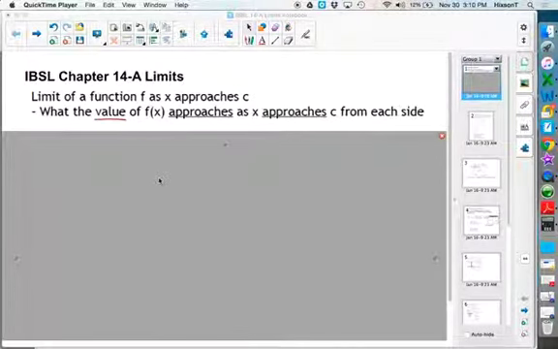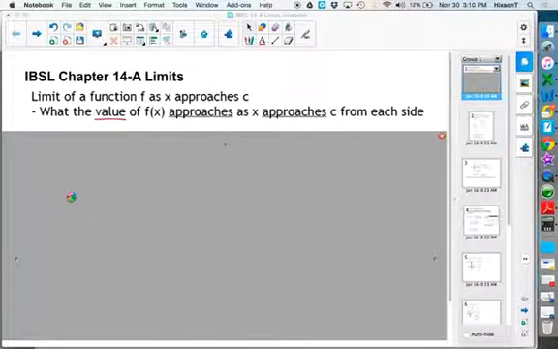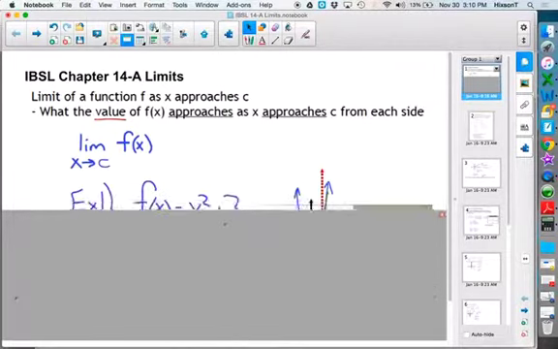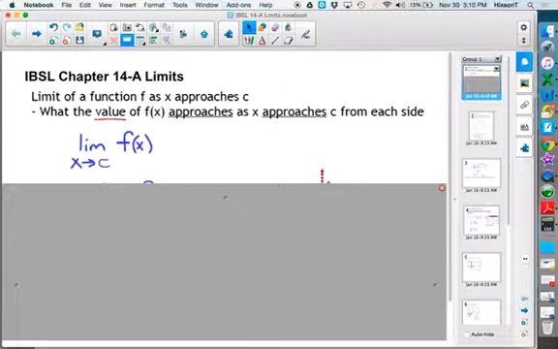So let's look at the notation. One of the things that's important to understand here is the notation. If we have the limit of a function f, lim x approaches c of f of x. That's how you would read that: the limit as x approaches c of f of x.